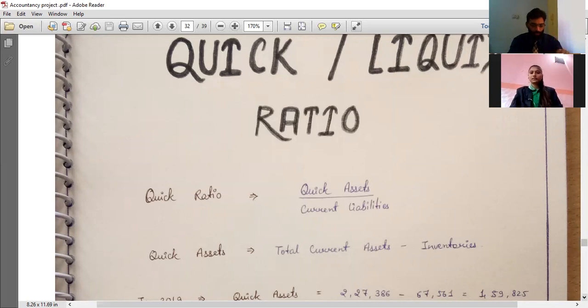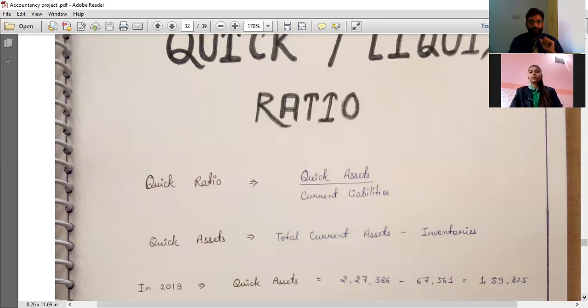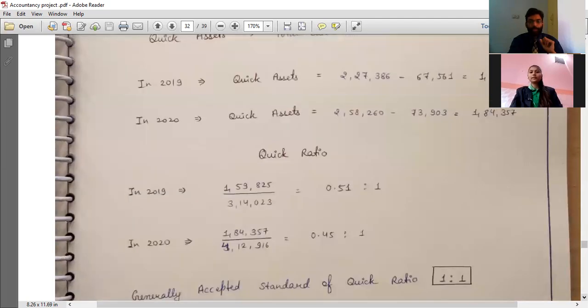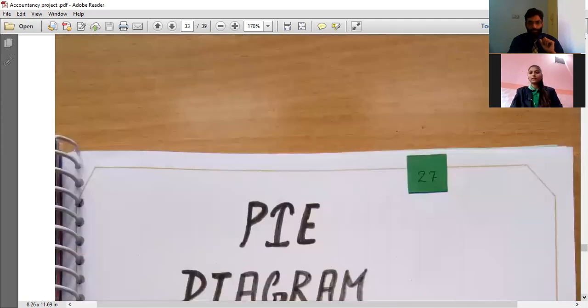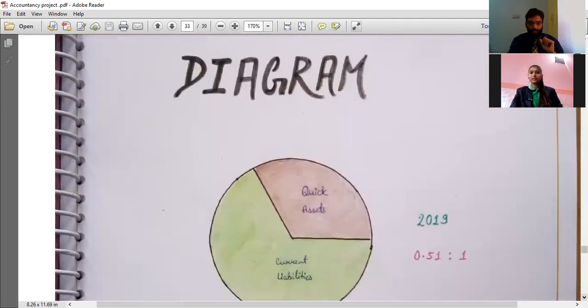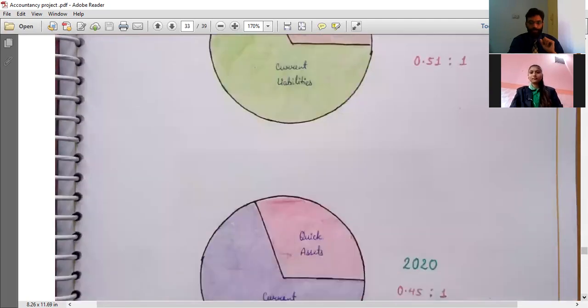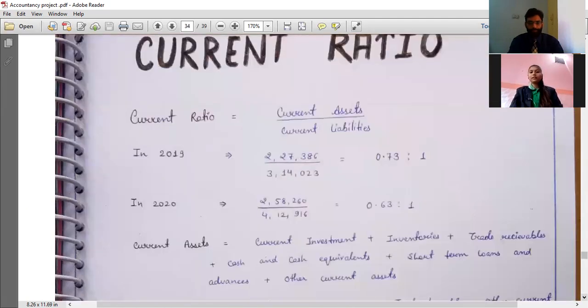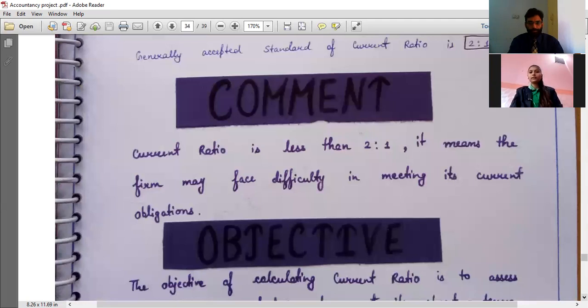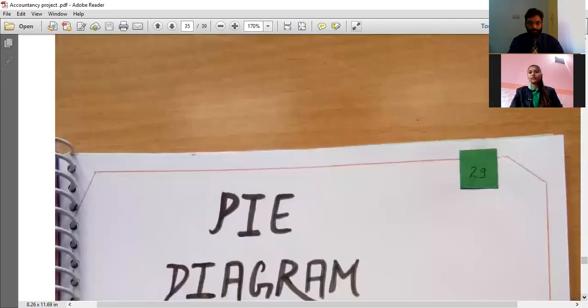Okay. Now the next question is, why do you exclude inventories and prepaid expenses from the liquid assets? Because inventories take so much time to convert into cash, and prepaid expenses are expenses which are already paid in advance, so they cannot be converted into cash. Okay, that's a correct answer. Now, what is the significance of calculating the liquid ratio? The significance of calculating the quick ratio is to assess the firm's ability to meet its short-term liabilities.